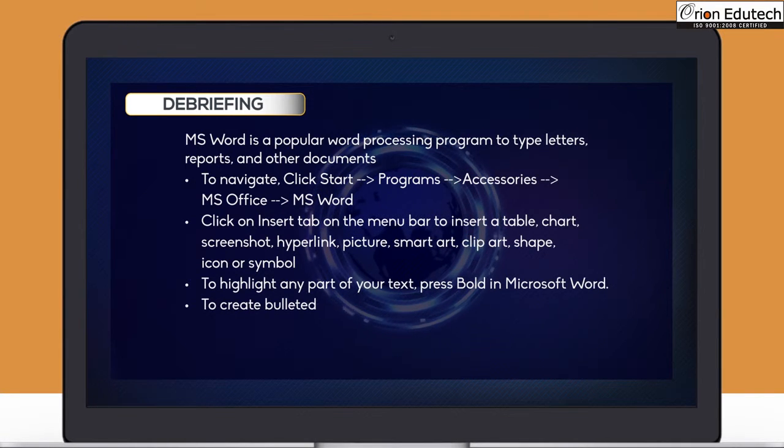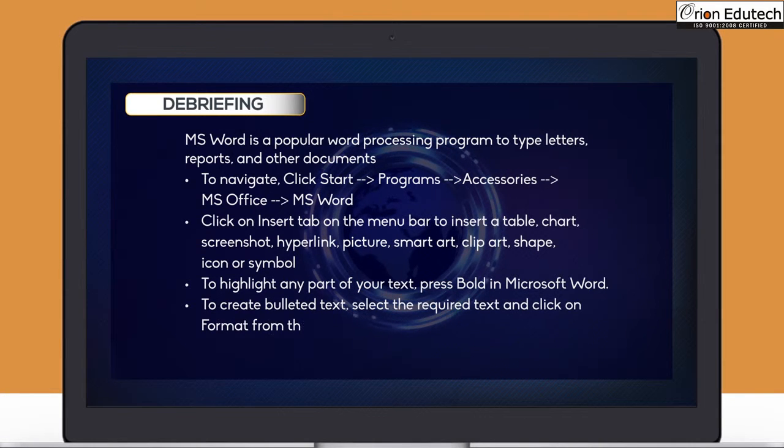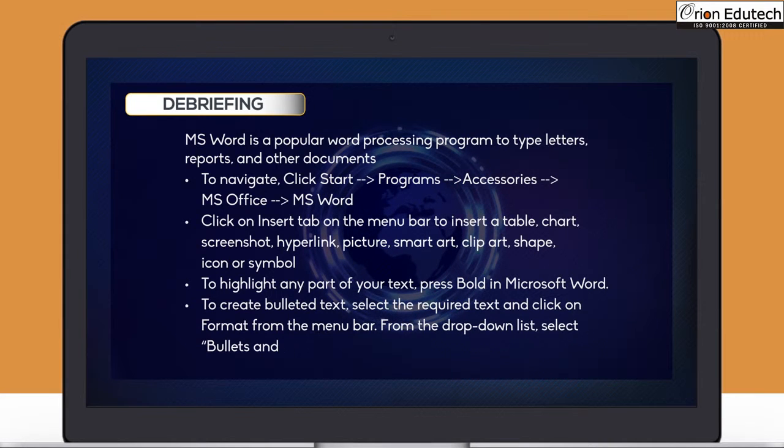To create bulleted text, select the required text and click on Format from the menu bar. From the drop-down list, select Bullets and Numbering.